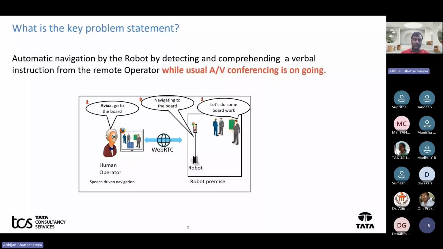And when the operator tells Avixa to go to the board, the robot understands that there is a command and goes to the board, or whatever the instruction is. So mostly these were for navigation purposes.